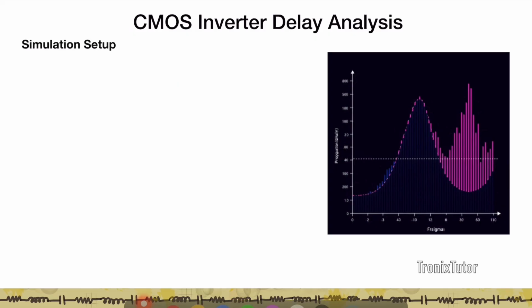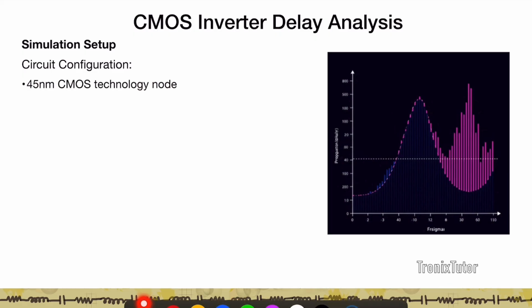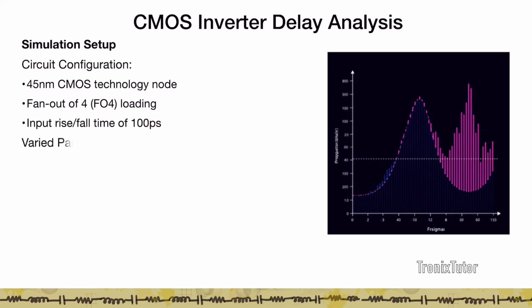Let's look at a very simple inverter delay analysis. Say I want to see how to design an inverter, and I'm working on a 45 nanometer CMOS technology node. I'm looking at FO4 loading. These are some of the initial simulation setup that I'm doing. I have an input which has a rise and fall time of 100 picoseconds.